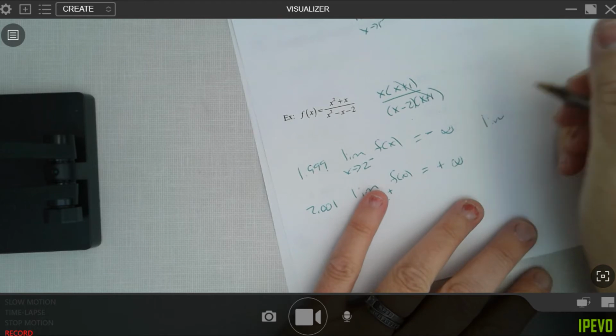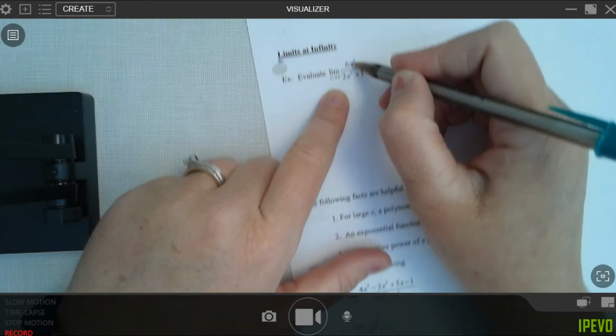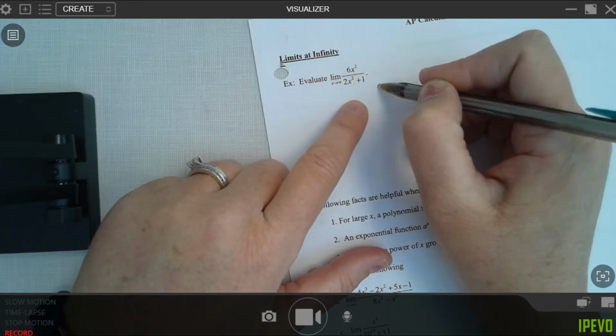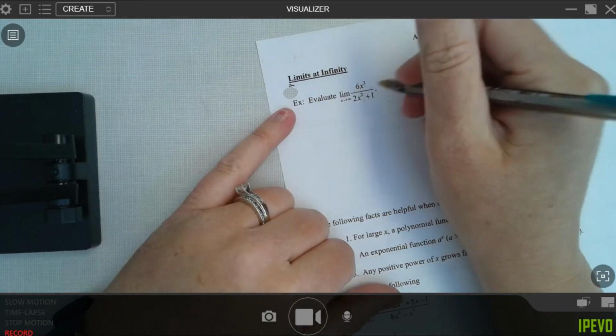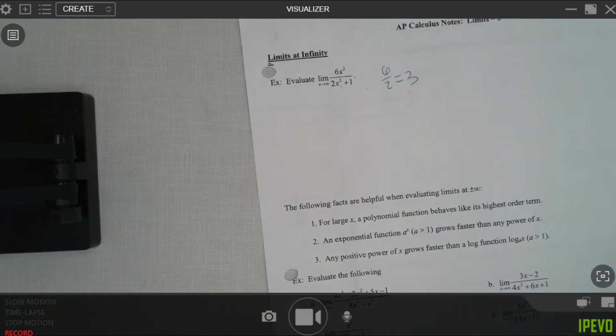So if we're going to do this function here as x goes to infinity, you'd say if I put a really large number in the top and bottom, like 6 times a million squared over 2 times a million squared plus 1, and then you divide those numbers, we're just going to get 6 over 2, which is 3.